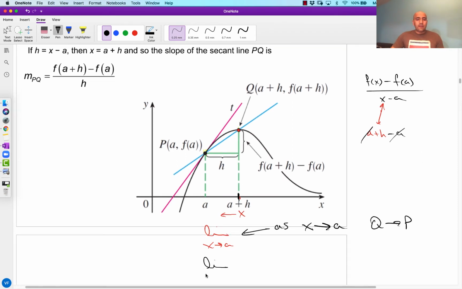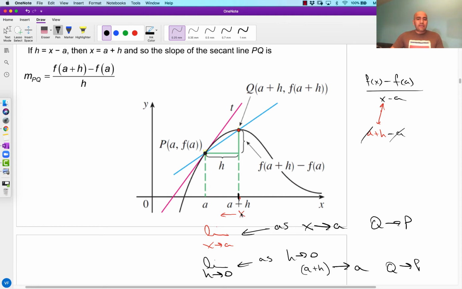The limit as h goes to 0. As the gap between the two gets smaller and smaller, as h goes to 0, what happens is that the gap between these two gets smaller. It means that a plus h, that number, is approaching a, just like before, because the gap is getting smaller, which again means that q is approaching p. So they accomplish the same thing.